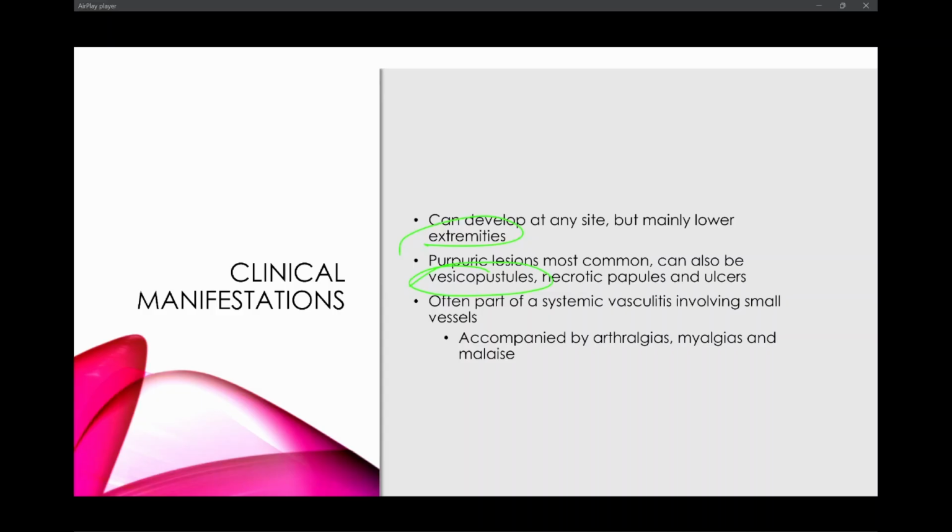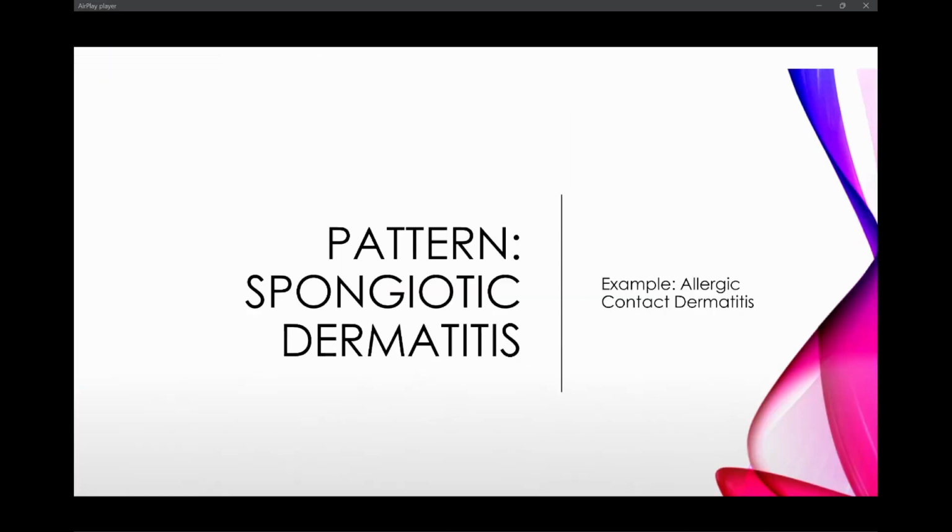Often part of a systemic vasculitis. So some diseases will manifest on the skin. This is one of them, but if they have vasculitis, think they have vasculitis elsewhere in the body as well. So they may have some arthralgias, myalgias, and malaise. What are arthralgias? Joint pain. Myalgias, muscle pain. Malaise, fatigue, tired, just laying around. Okay, that's that pattern type. Vasculitis, palpable purpura, lower extremities, prior illness, penicillin, thiazides, NSAIDs.